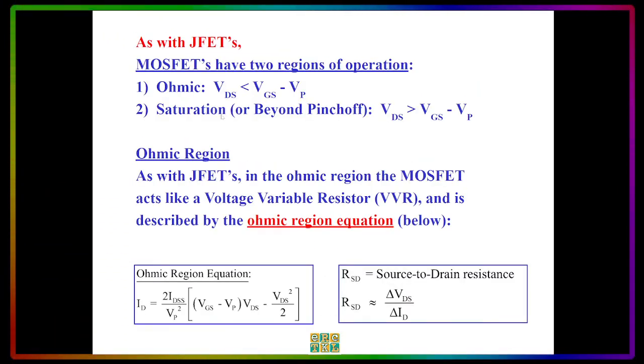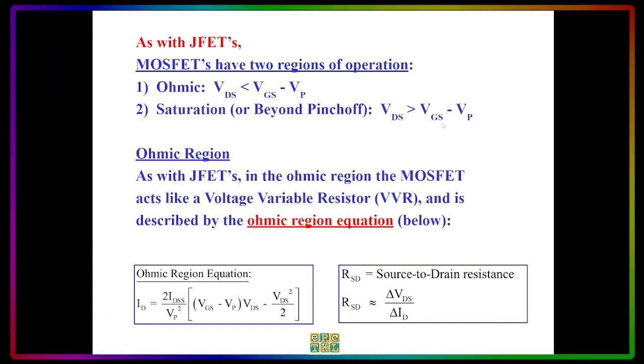Now, the saturation region is beyond the pinch off, where VDS is greater than VGS minus VP. So when the VGS minus VP is calculated, it will be less than the VDS.